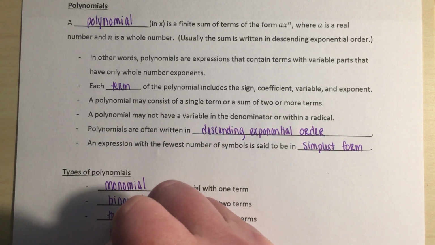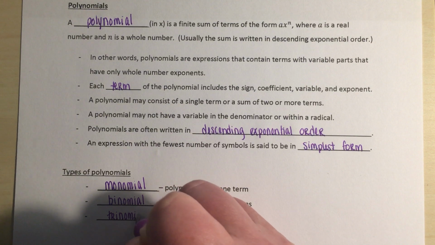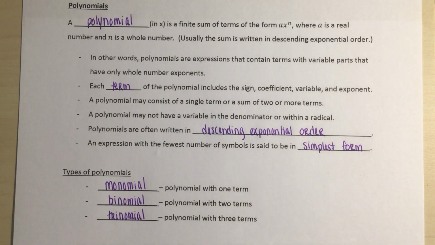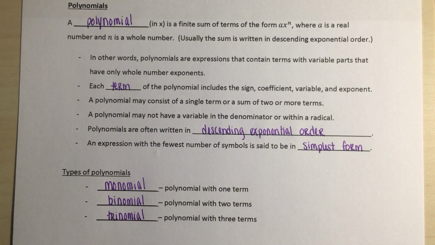A trinomial has three terms. Right? Just like a triangle has three angles. Right? So our prefix tells us how many terms we have. If we have more than three terms, then we just call it a polynomial, because the prefix poly actually means many. So anything more than three terms, we're just going to refer to as a polynomial.